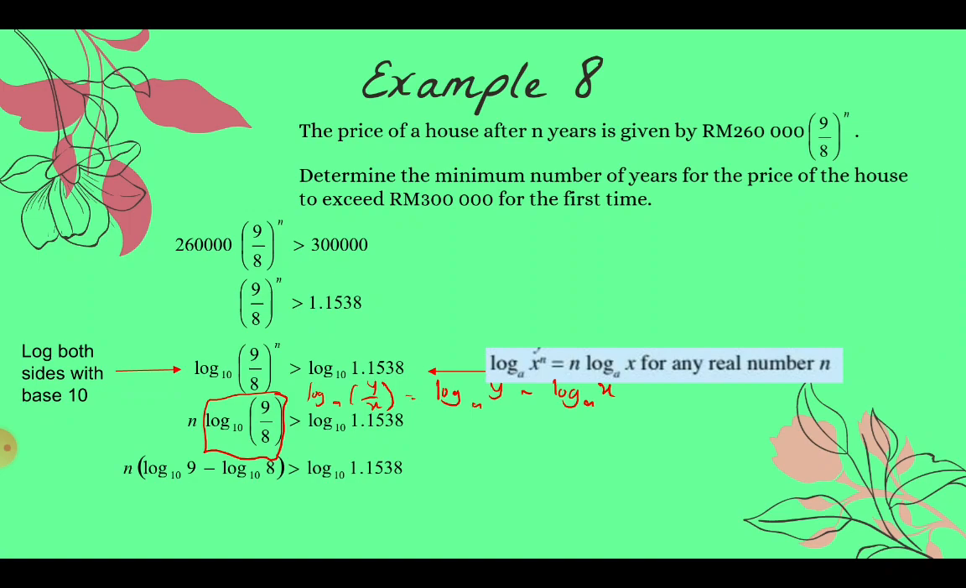greater than log 1.1538. So you just solve like usual. So we can say that n is greater than 1.2124. Since we are talking about n as years, we cannot have a decimal value. So since n must be greater than 1.2, the closest one would be n equals 2 years.